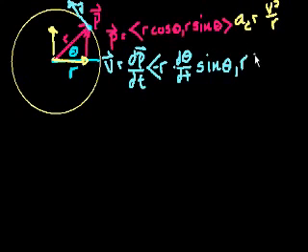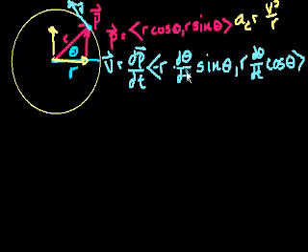The rate at which theta is changing with respect to time, d theta dt. And then what's the derivative of sine of theta with respect to theta? Well, that's cosine of theta. This was just the chain rule that I did. So let's see if we can simplify that a little bit.